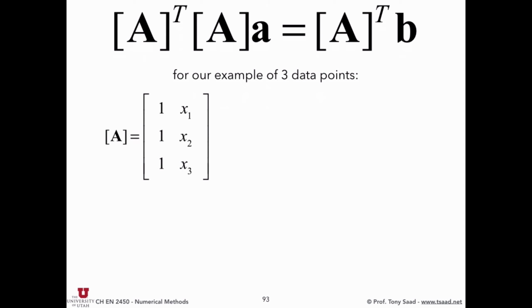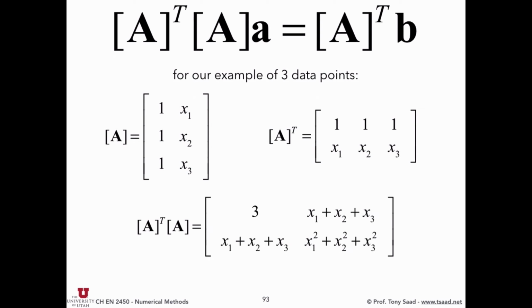So for our example of 3 data points, if this is A, 1, 1, 1, x1, x2, x3, just like we showed, then A transpose, you flip it, the first column becomes the first row, second column becomes the second row, and then A transpose A gives you a 2 by 2 matrix. Now if you remember, in our matrix for regression, we had n over here, which is 3, and we had sum xi over here, and sum xi over here, and sum xi squared over here. So lo and behold, this operation resulted in the same system of equations that we obtained before.